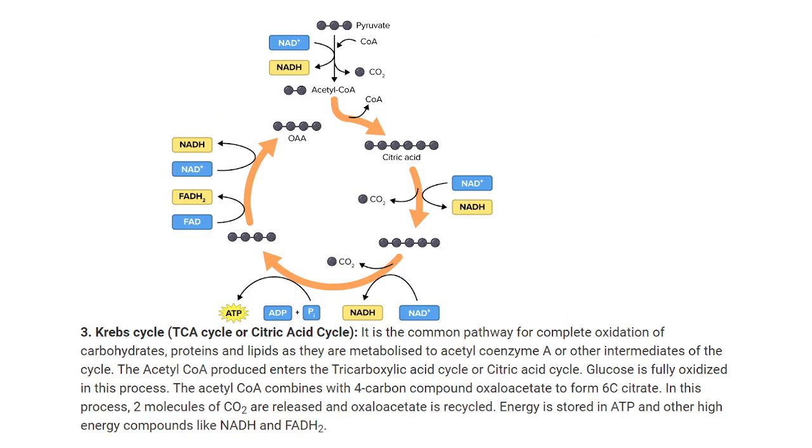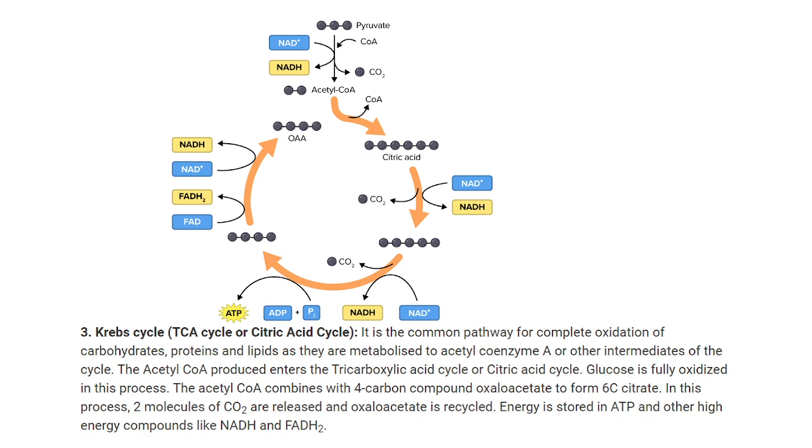So we can see the Krebs cycle here. It is a common pathway for complete oxidation of carbohydrates, proteins and lipids, as they are metabolized to acetyl coenzyme A or other intermediates of the cycle. The acetyl coenzyme A produced enters the tricarboxylic acid cycle or citric acid cycle. Glucose is fully oxidized in this process.